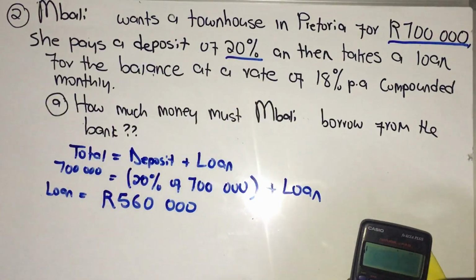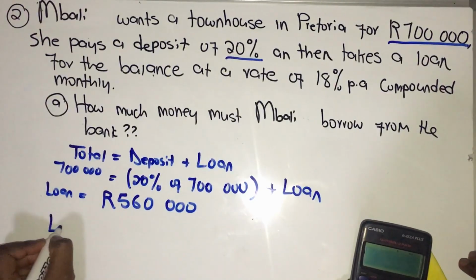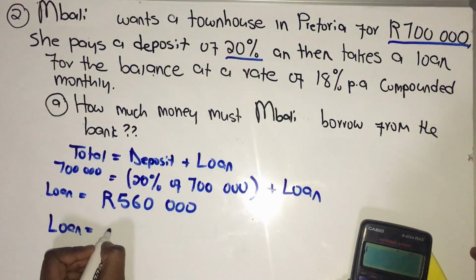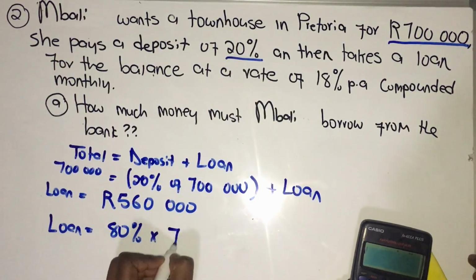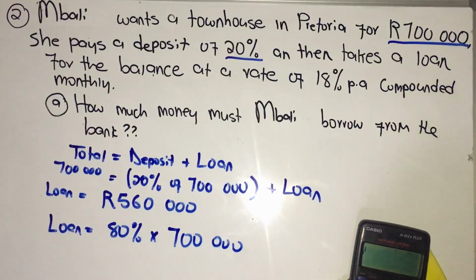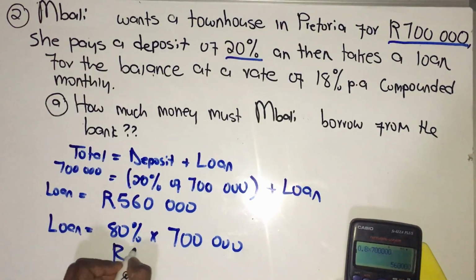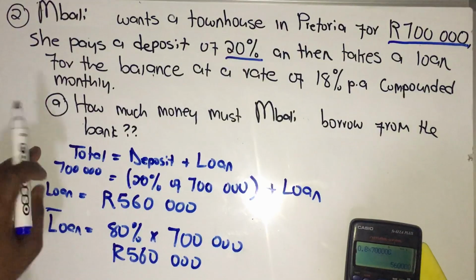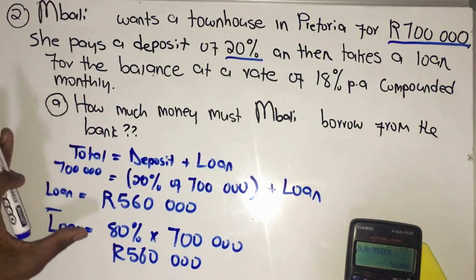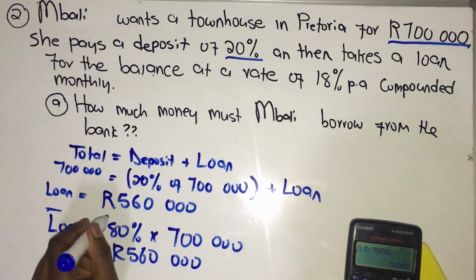Okay, another easier way of doing this, we can simply say if she's paying a deposit of 20%, so surely she's taking a loan for the remaining 80%. So now you can easily say the loan would be 80% multiplied by 700,000 rands. So that's 0.8 multiplied by 700,000. So that's 560,000. Okay, easy as that. There are two approaches. You can take either one. This is the quicker one, but this one has some sort of understanding integrated in it. But either one works to the same amount.